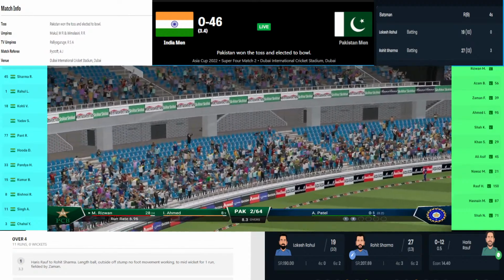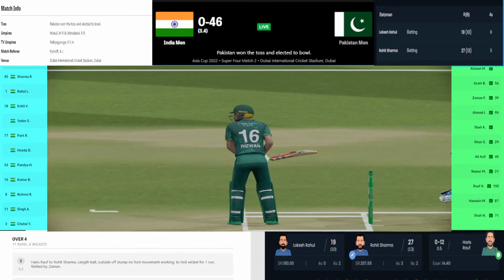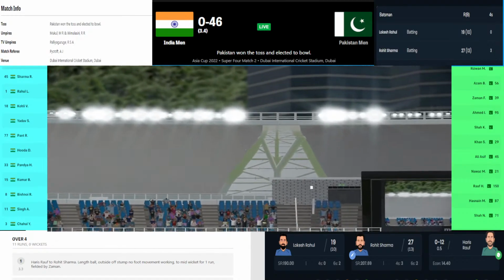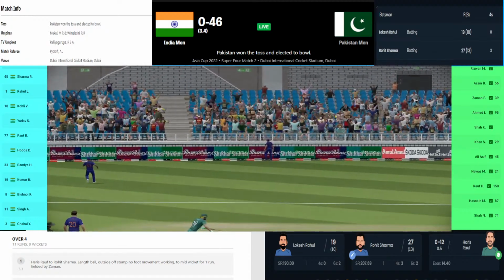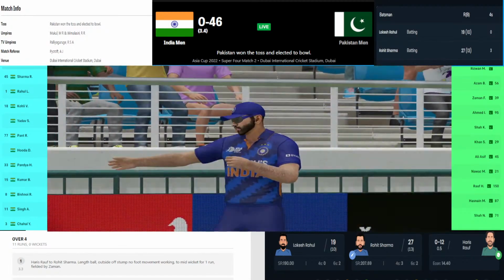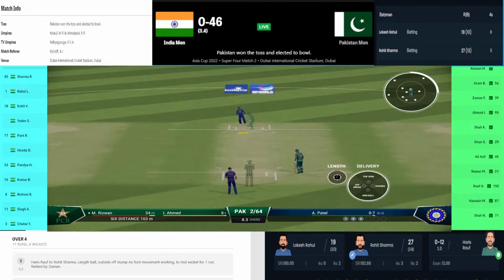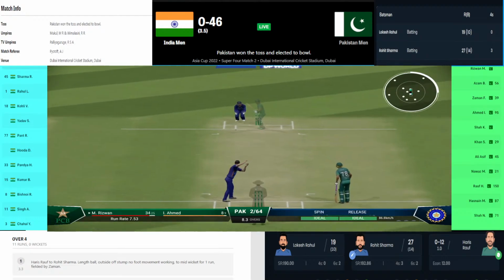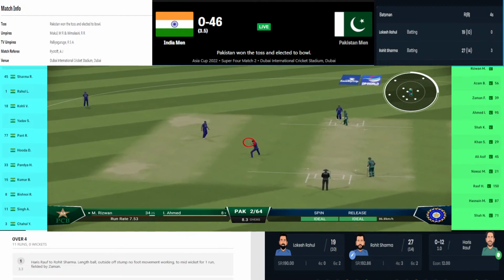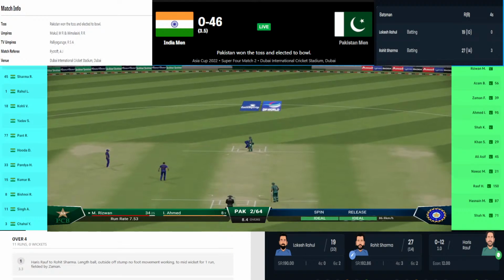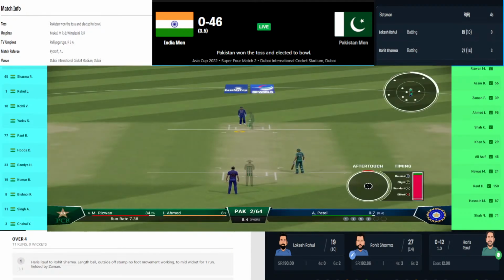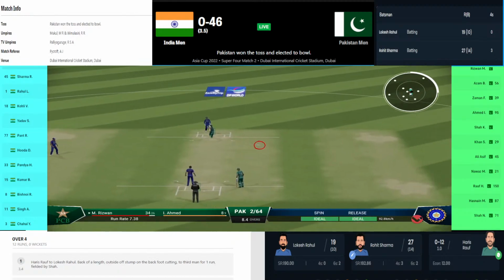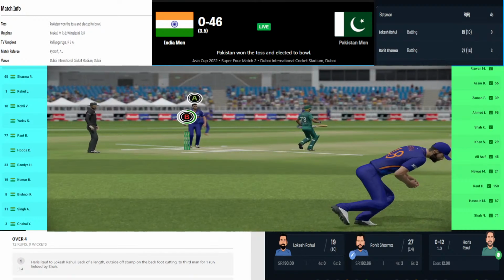46 for 0 is the score, 3.4 overs bowled by Pakistani bowlers. And so far, Pakistani bowlers have not had any answer to the Indian batsmen's attack. So far, 4 deliveries bowled by Haris Rauf. He has given 12 runs. 5th delivery, Rohit Sharma. It was in the block hole. Rohit Sharma defends it to the mid-on fielder for no runs. A dot delivery finally for Pakistani bowlers, some sigh of relief. Otherwise, from the start, Indian batsmen are just smashing everything that's being thrown at them.